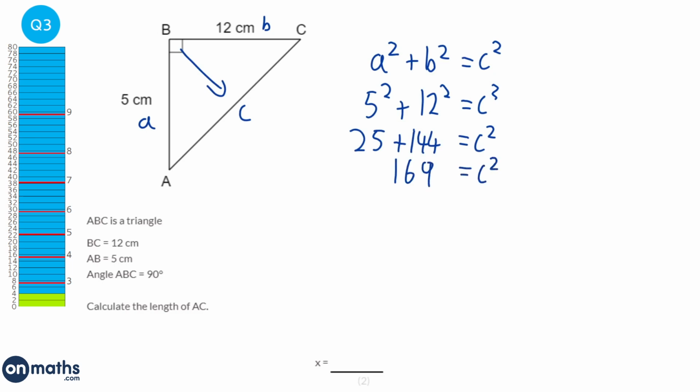And then we're solving to find out what c is, and we're just going to square root both sides. So square root of 169 is 13, so c is 13.